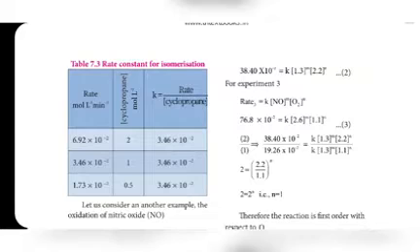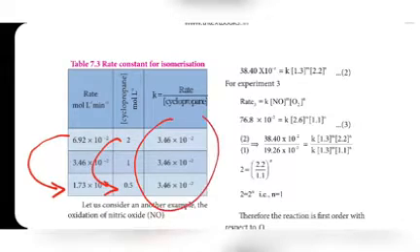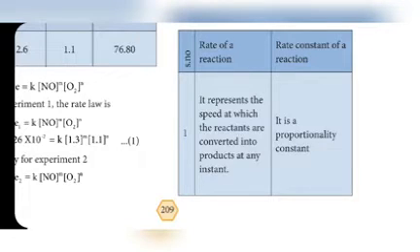One table is given. From this table we are trying to understand that the rate is decreased, the concentration of reactant decreases, but the rate constant doesn't change. It is a constant.